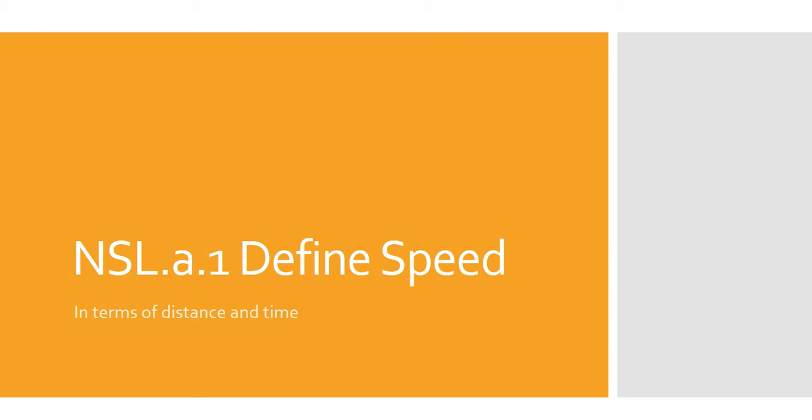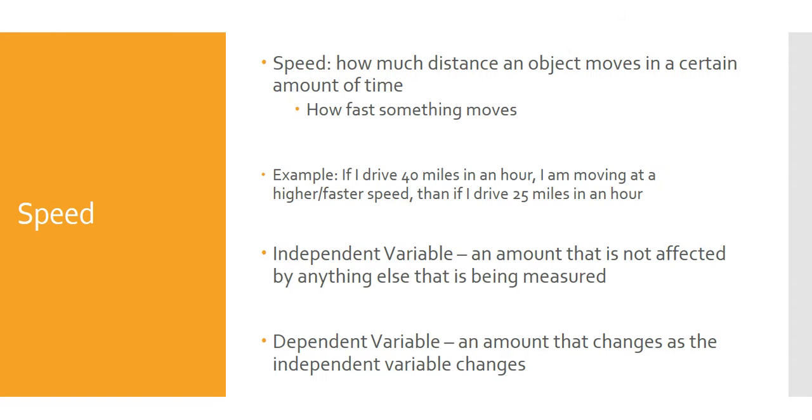Good morning, everyone. This is the relearning for the second standard on the most recent test, defining speed. Speed is how much distance an object moves in a certain amount of time. We also can call this how fast something moves.